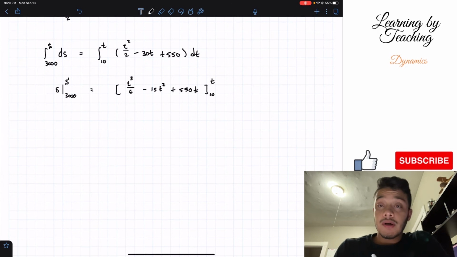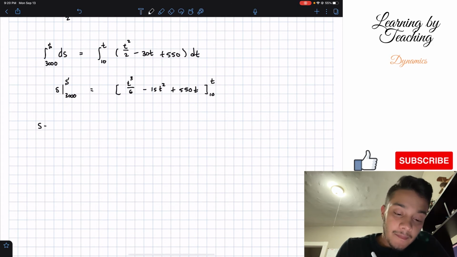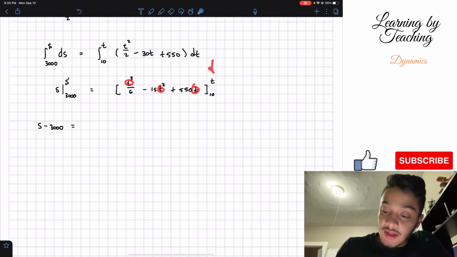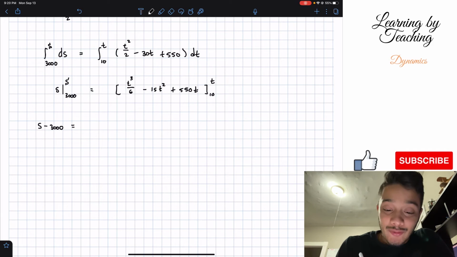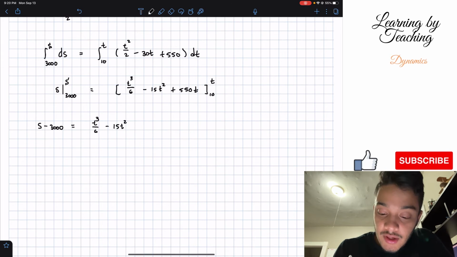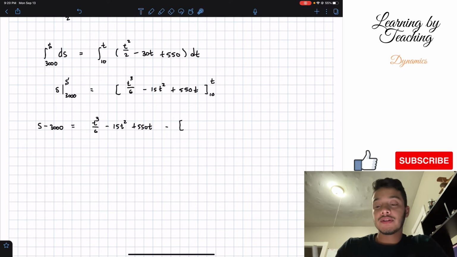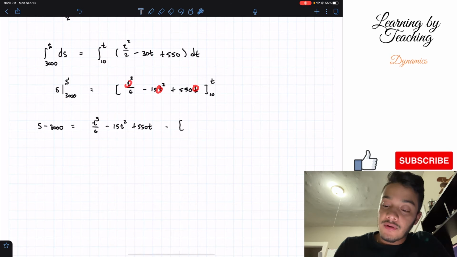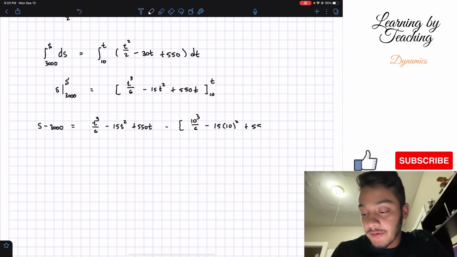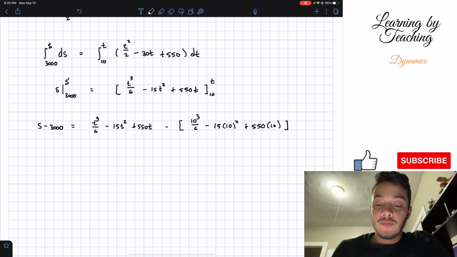Okay? If we solve our boundaries on our left, we will have s minus 3,000 has to be equal to, now we're going to replace our t's for this t, so nothing changes really. We're gonna have t cubed divided by 6 minus 15t squared plus 550t minus, and then I'm gonna open a big parenthesis because we're gonna replace our t's for this 10. Okay, so we're gonna have 10 cubed divided by 6 minus 15 multiplied by 10 squared plus 550 multiplied by 10, and we close our parentheses.